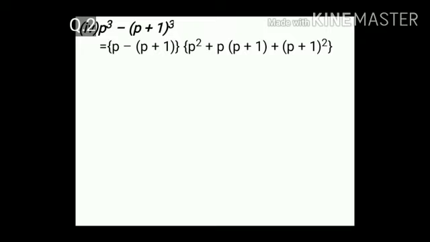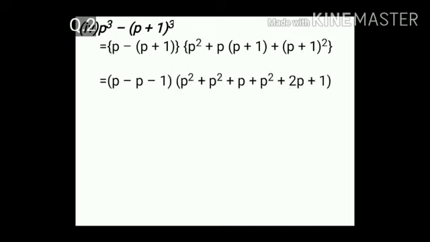Here, children, now in the next step we remove the brackets. Equal to p minus 1. In the next bracket, p square plus p into p square, p into 1 we get p, and in the next bracket, children, we have to expand in the formula (a plus b) the whole square formula. Here we get p square plus 2p plus 1. Now do the cancellation which you can eliminate.